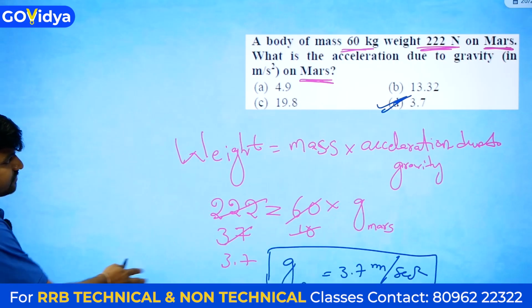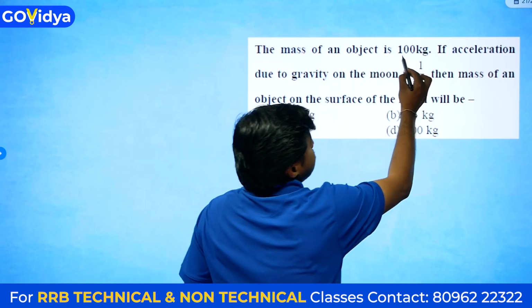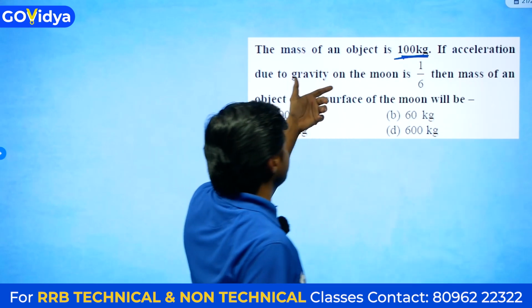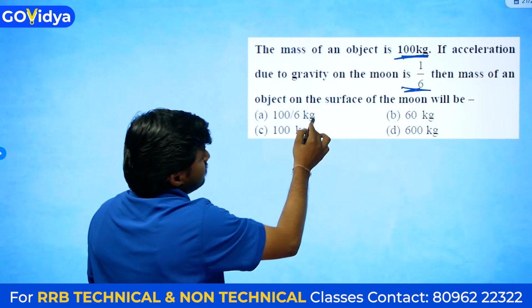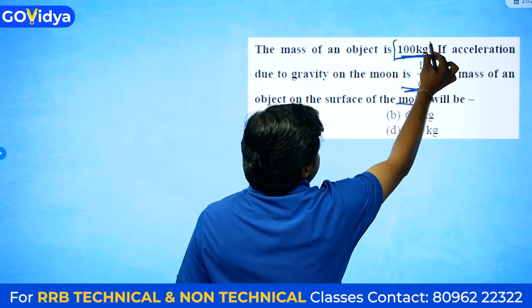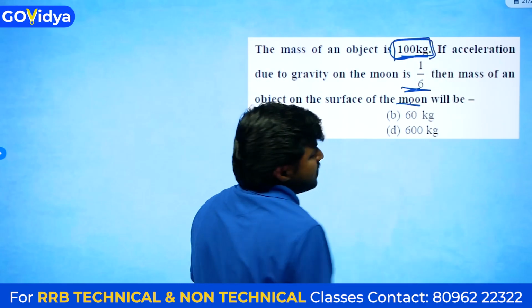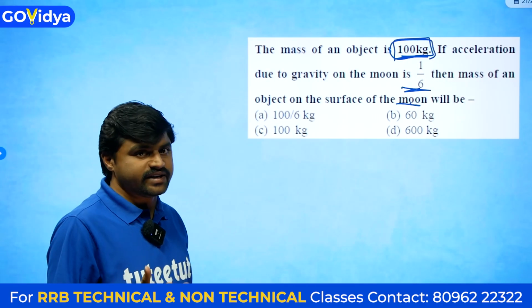Okay. Next question. The mass of the object is 100 kg. If the acceleration due to gravity of the moon is 1/6, the mass of the object on the surface of the moon is, okay, mass, here mass is given. Mass of the object cannot change, anywhere in any planet.